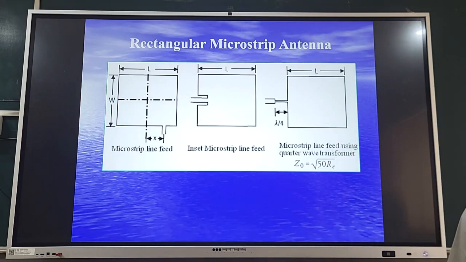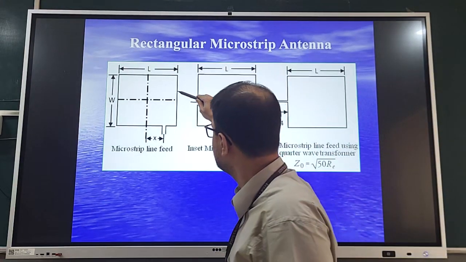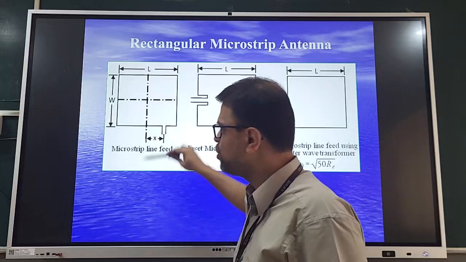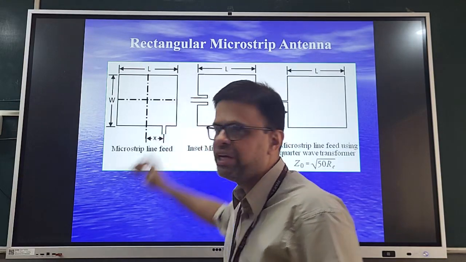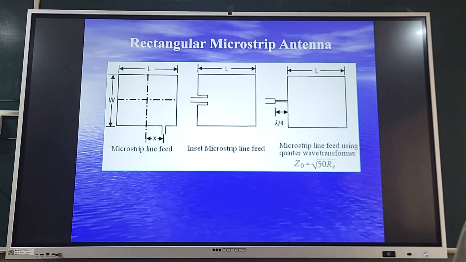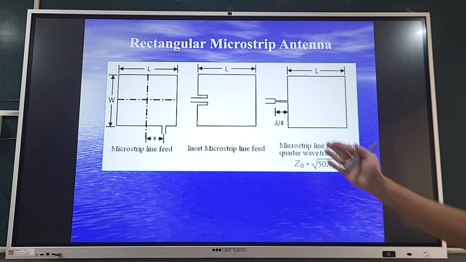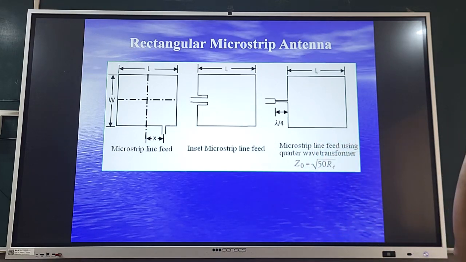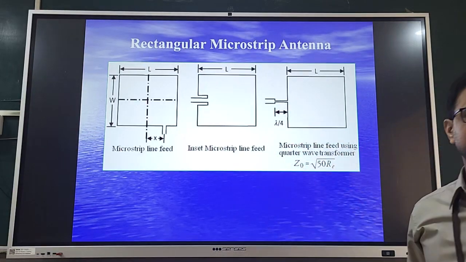quarter wave transformer microstrip line feeding. Now why is it required? Here we have seen the impedance is very high. So directly on this line I cannot put it over here to realize the impedance matching, because I need Zin of 50 ohm or 60 ohm. So what I do, I use a quarter wave transformer.